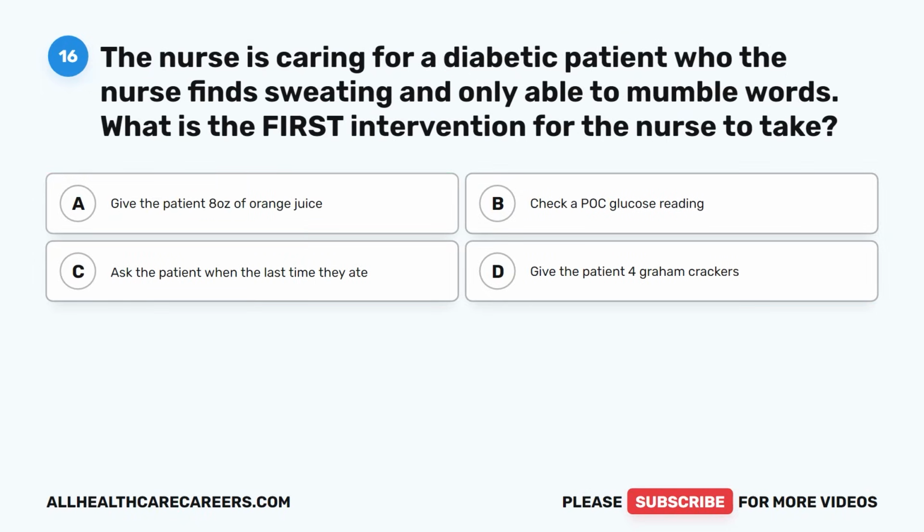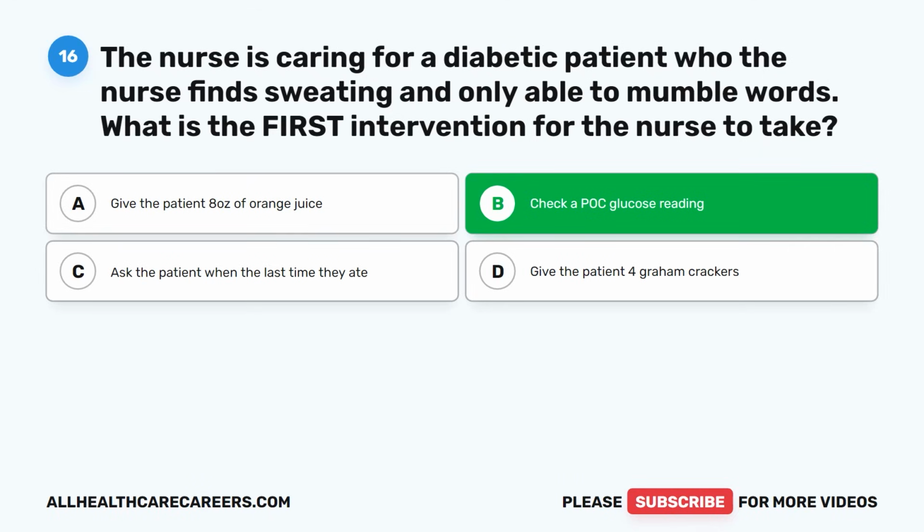Question 16. The nurse is caring for a diabetic patient who the nurse finds sweating and only able to mumble words. What is the first intervention for the nurse to take? A. Give the patient 8 ounces of orange juice. B. Check a POC glucose reading. C. Ask the patient when the last time they ate. D. Give the patient 4 graham crackers.